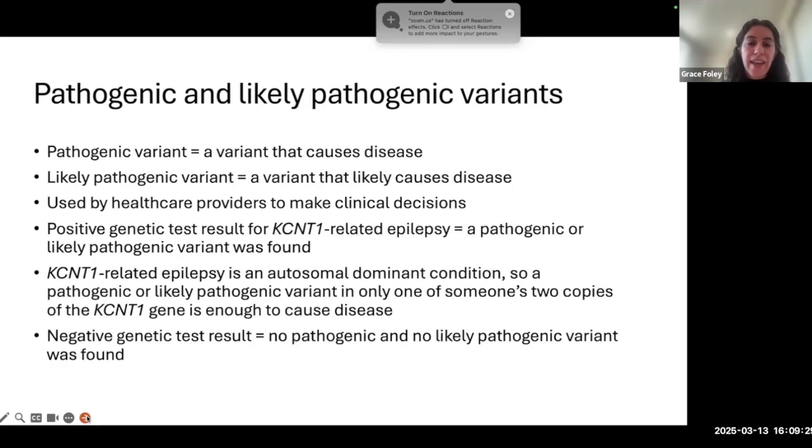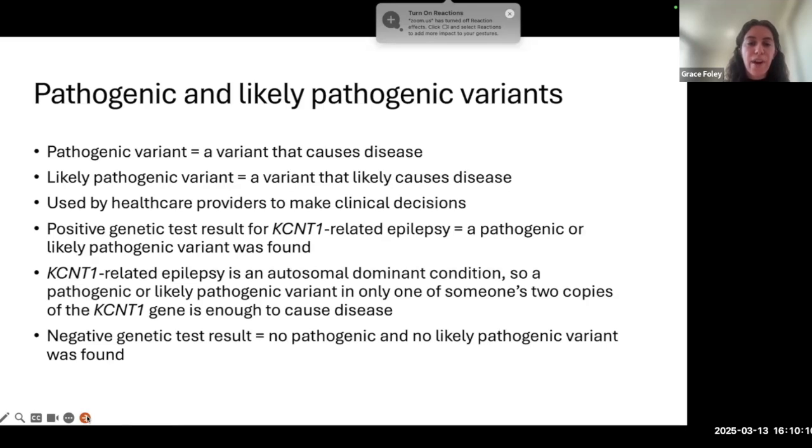Let's begin with pathogenic and likely pathogenic classifications. A variant that changes how a gene works or makes a gene not work at all might cause disease. If there's enough evidence that a variant causes disease, it's called a pathogenic variant. For example, pathogenic variants in the KCNT1 gene cause KCNT1-related epilepsy. If a variant is likely to cause disease, but there's not enough evidence to say with more certainty that it is pathogenic, then the variant might be called a likely pathogenic variant. Both pathogenic and likely pathogenic variants are relevant when healthcare providers are making clinical decisions like diagnosis and treatment decisions.